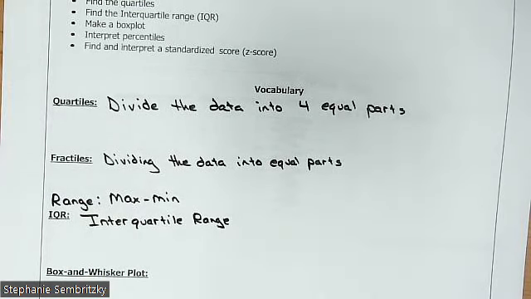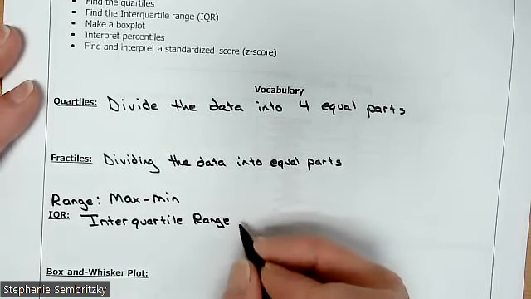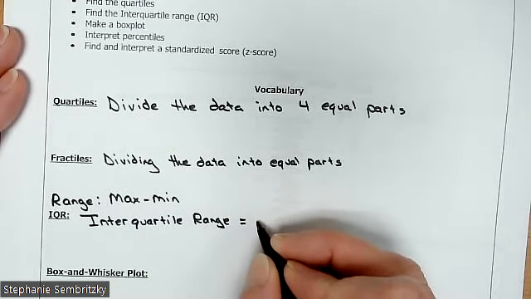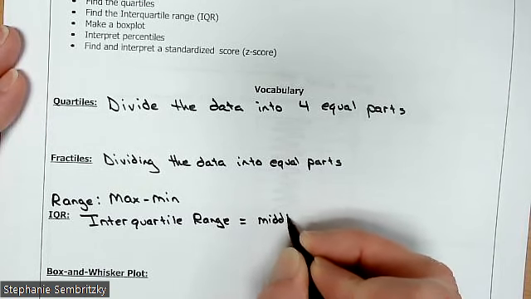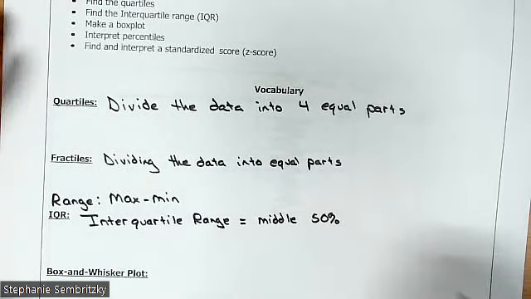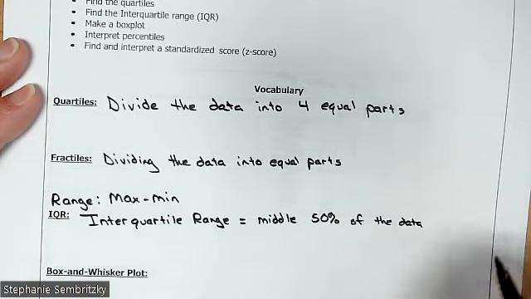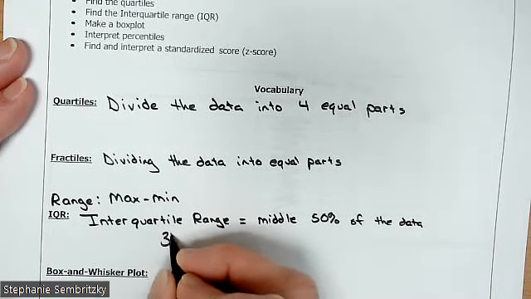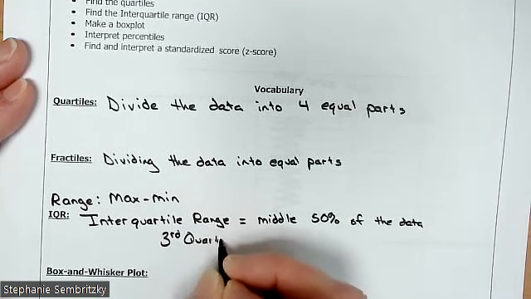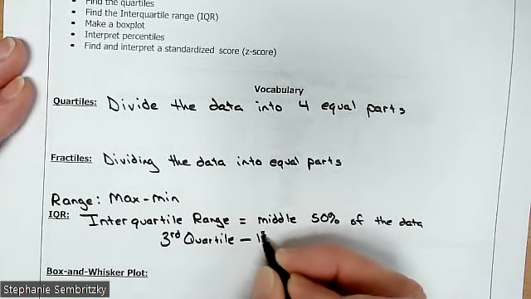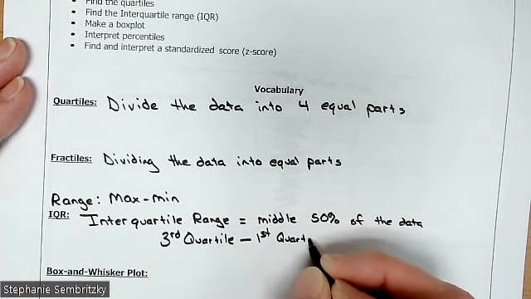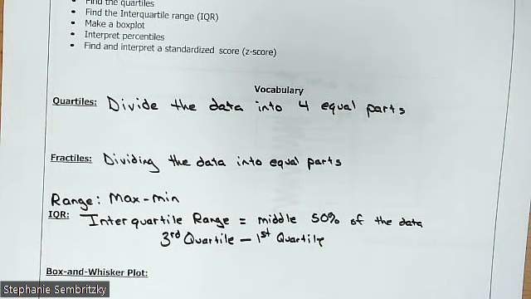So instead of the max minus the min, interquartile range is the middle 50% of the data. So it is the third quartile minus the first quartile. So it's not max minus min, but you're zooming in a little bit closer. And we'll see that in action on one of the examples. You're zooming in one step further and getting closer to the middle.